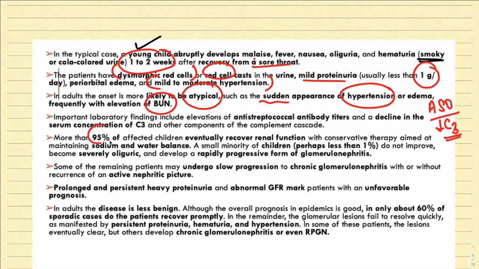Now, more than 95% of the affected children eventually recover renal function with conservative therapy, which is aimed at maintaining sodium and water balance. A small minority of children, less than 1%, will not improve and will become severely oliguric and develop a rapidly progressive form of glomerulonephritis.